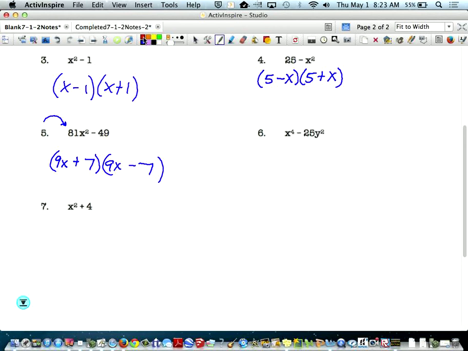Number 6. Bunch of stuff happening. We actually have 2 variables, x and y. What times itself gives you x to the 4th? X squared. X squared. Good. And then when you look at the 25y squared, what can you split that up into? 5y and 5y. One positive, one negative.